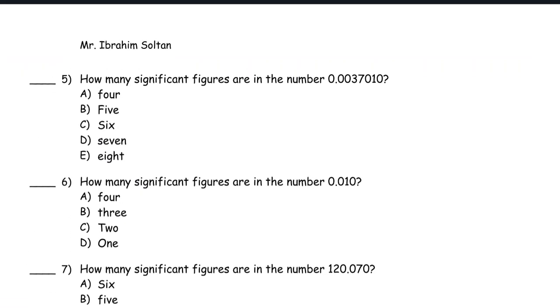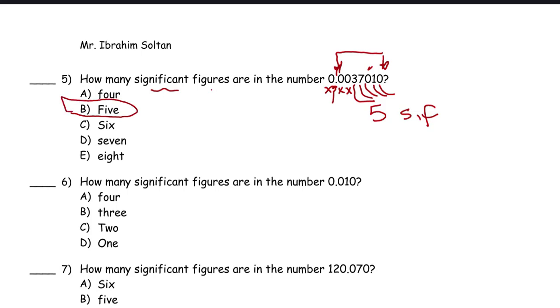Let's move to real problems. How many significant figures are in the number? Hold on. Zeros on the left side we don't count. So we don't count these zeros. Zeros on the right side and in between numbers we count. So the zero here at the beginning we count because we have decimal places here. Can you see the decimal place? And this zero we count because it is between two numbers. So how many significant figures are in this number? 1, 2, 3, 4, 5 significant figures. So the answer is letter B.